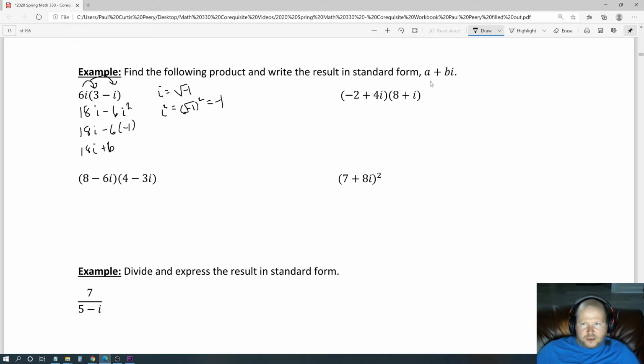And because we want to put it in the form a plus bi, we have to put the real part first. So that would be a 6. And then we're going to put the imaginary part second, which is the 18i. All right, so let's try this one.